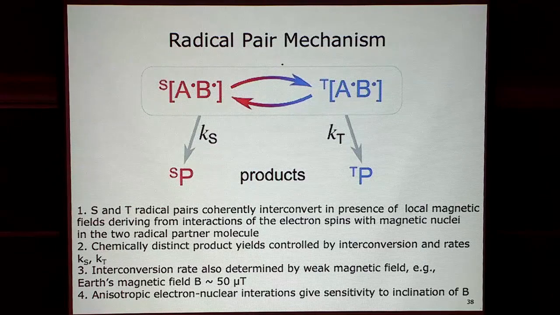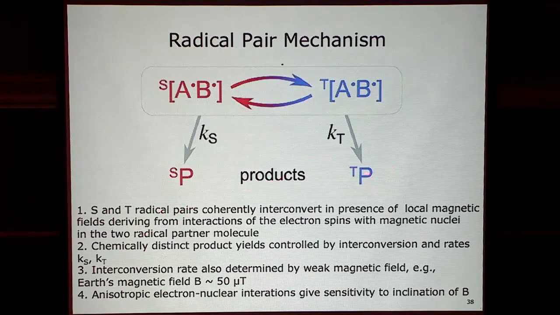And in particular in the FAD, there's a big nuclear spin right next to the electron, a nitrogen, which has a big nuclear spin. So then the second aspect of the mechanism is that there are chemically distinct product yields, which are controlled by rates, K sub S and K sub T. And these can be the same or they can be different. But they're different. The point is that these are different products.